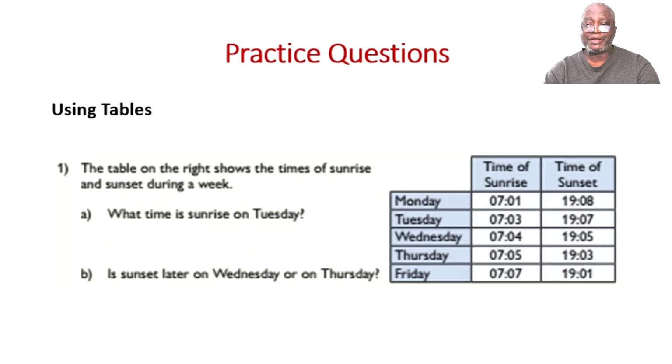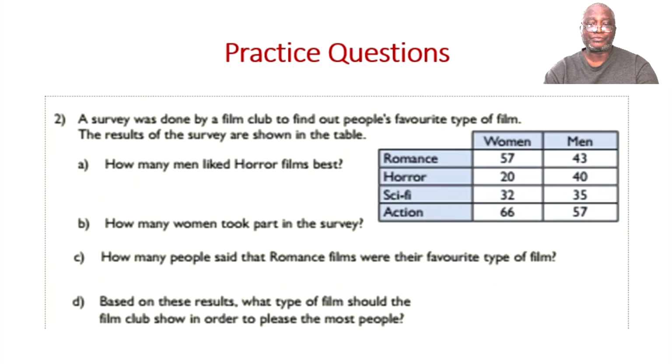Study the table on the right. Remember what I said, the column headings tell you the different information you need about the days and the week. And in this case, it's sunrise time and sunset time. You have 2 questions. Practice questions 2. Another set.